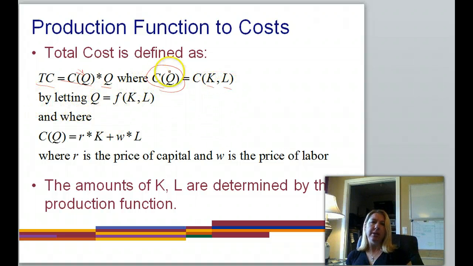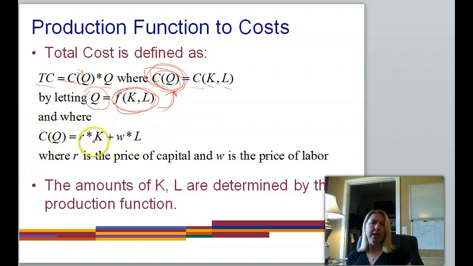So we can rewrite C of Q to be equal to C of K and L, because we let Q equal the right-hand side, F of K and L. Here we see that our cost function, the technology, and the relationship between capital and labor, our variable inputs and our fixed inputs, determine how much it's going to cost us to produce any given level of output. And so that production function is absolutely embedded in our cost function.